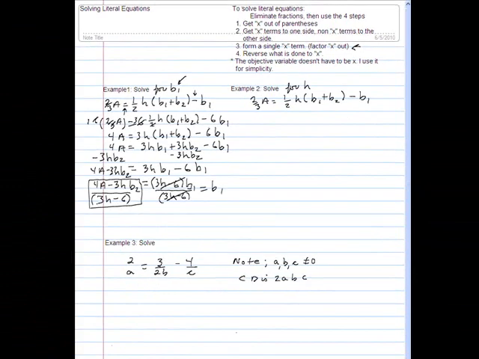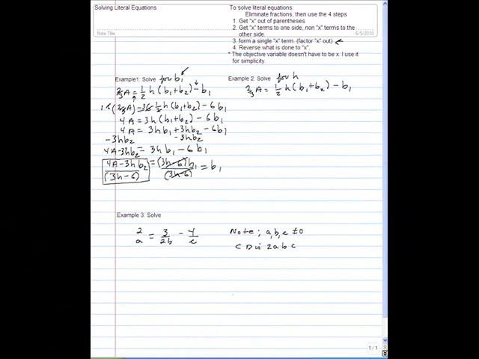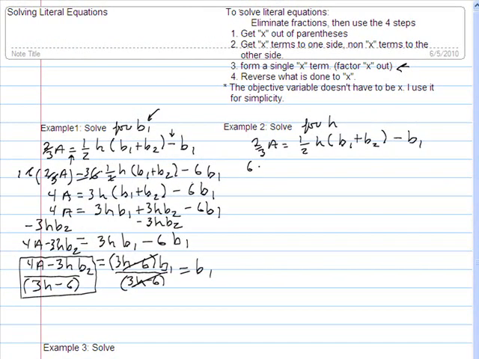Now the second example problem that I wanted to look at is actually the same problem as the first example problem in structure. The only difference is, instead of solving for b1, this time we're going to solve for h. But we're going to go through the same steps, and we still have 3 terms, and the common denominator is still 6, so the first step is still 6 times 2/3 a is equal to 6 times 1/2 h times (b1 plus b2) minus 6 times b1.